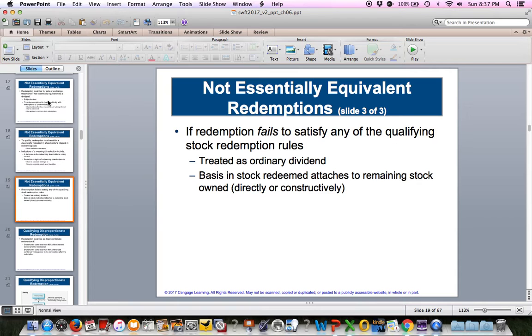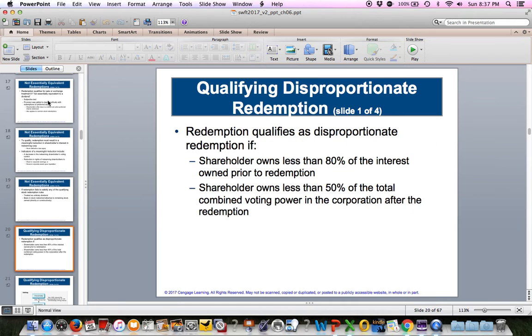If redemption fails to satisfy any of the qualifying stock redemption rules, then it is treated as an ordinary dividend and taxed accordingly. Basis in stock redeemed attaches to remaining stock owned, directly or constructively owned. Redemption qualifies as a disproportionate redemption if the shareholder owns less than 80% of the interest owned prior to the redemption, and the shareholder owns less than 50% of the total combined voting power in the corporation after redemption.